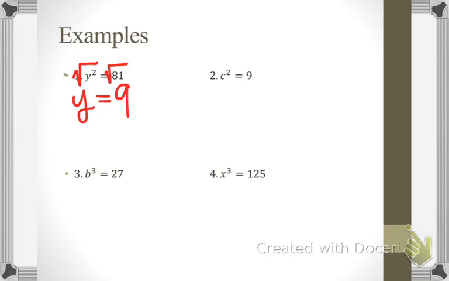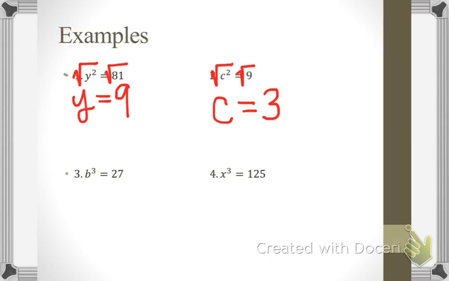Number 2, c squared equals 9. Taking the square root of c squared and the square root of 9. The radical and the squared cancel, so I'm left with c. The square root of 9. What number times itself gives me 9? 3 times 3 is 9, so the square root of 9 is 3.